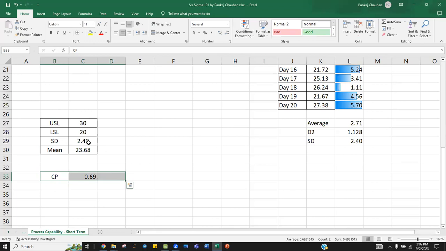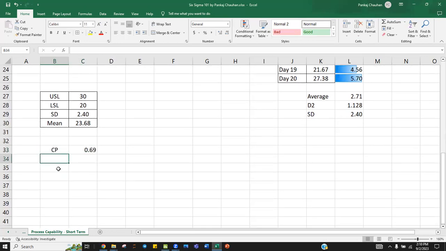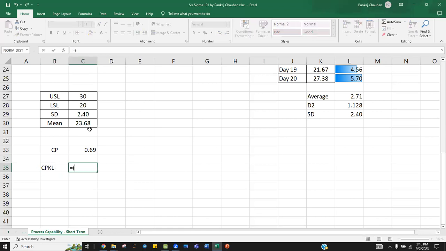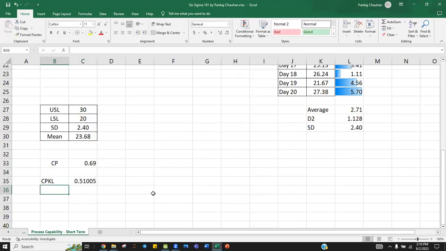Now, if I calculate the CPK-U and CPK-L, the CPK-L formula is mean value minus LSL divided by 3 times the standard deviation, which is 0.5101.